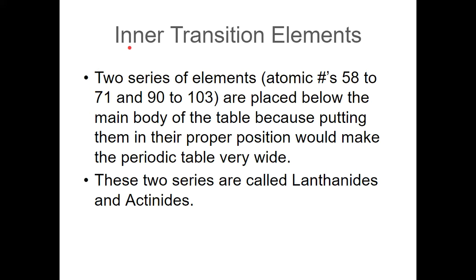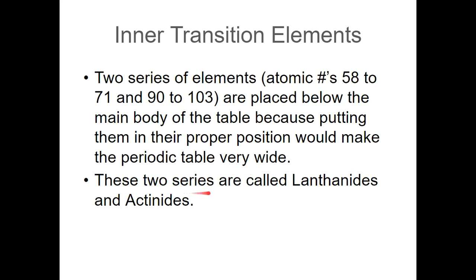So the inner transition elements: you'll notice that at the bottom of the periodic table, there's a group of elements, and you're not quite sure why they're underneath. This is why. Two series of elements, atomic numbers 58 through 71 and 90 through 104, are placed below the main body of the table, because putting them into their proper position would make the periodic table very wide, and so we put them underneath.